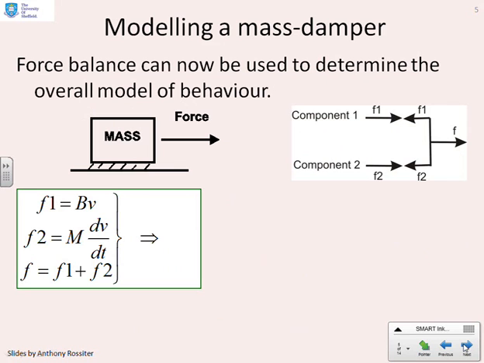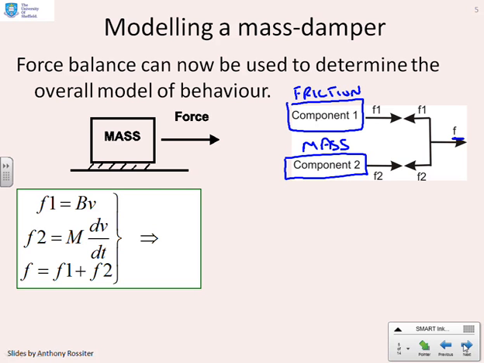Let's put all this together again. So here we go. We're going to repeat what we've got here. Now for component 1, here I'm going to make it clear this is the friction term. And component 2, this is going to be the mass term. So we've got an applied force F, which is split into two components, F1 and F2. We've got a velocity V, which these components are moving, and we're going to say what equations represent these two components.